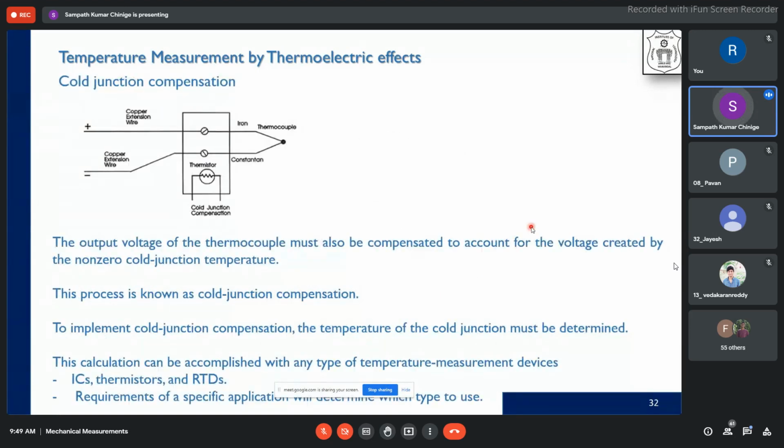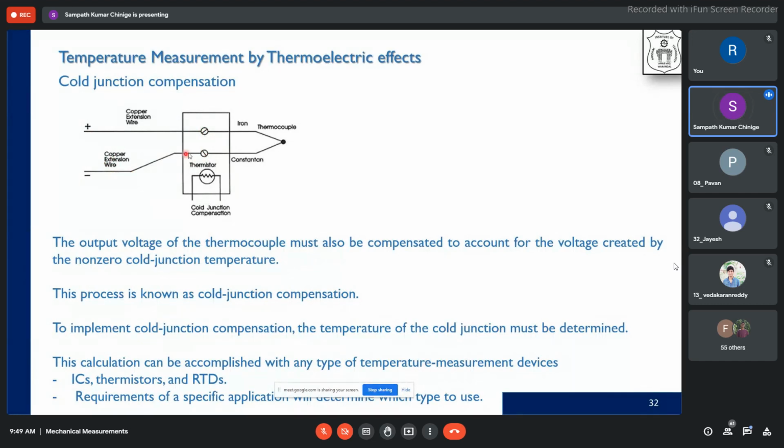Now we have cold junction compensation. We have this iron constantan thermocouple, and then we also have this copper extension. As I told you, when the temperatures of these are the same, the EMF will not change. But suppose the temperature is non-zero, it has some various other temperatures. Then the output voltage we are getting has the effect of this non-uniform temperature at these junctions. Whatever the temperature difference at these two junctions, that will also create some voltage.